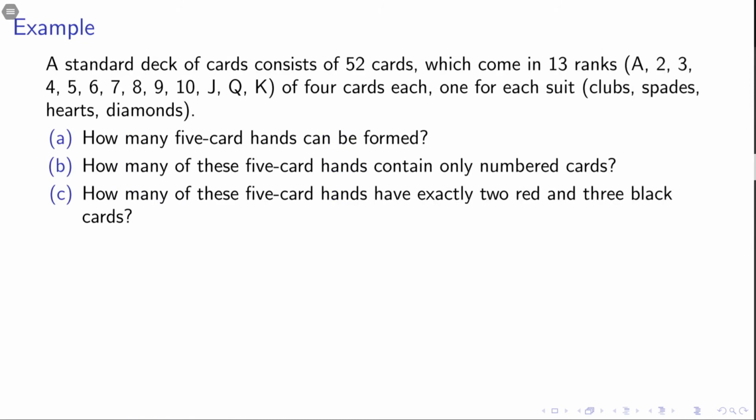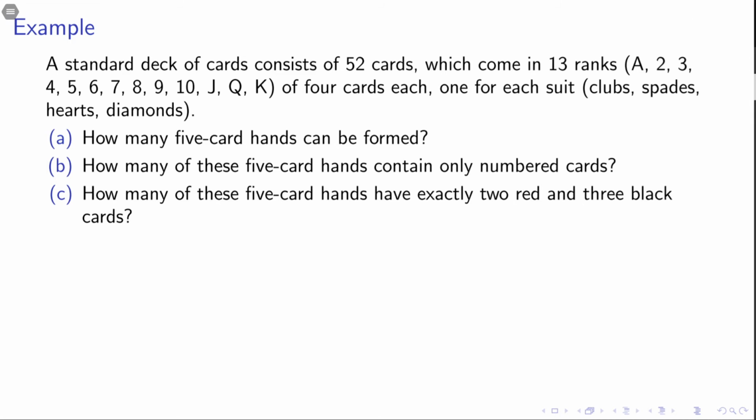Let's look at another example where we see combinations. And this is an example where you have a standard deck of cards. Right, so a standard deck has 52 cards. There are 13 ranks and 4 suits for each rank. So clubs, spades, hearts, and diamonds are the suits. The 13 ranks are ace, 2 to 10, jack, queen, and king. And the first question is simply how many 5-card hands can be formed from a standard deck?